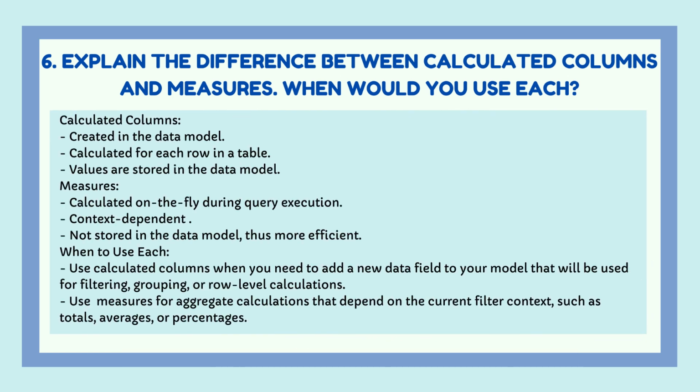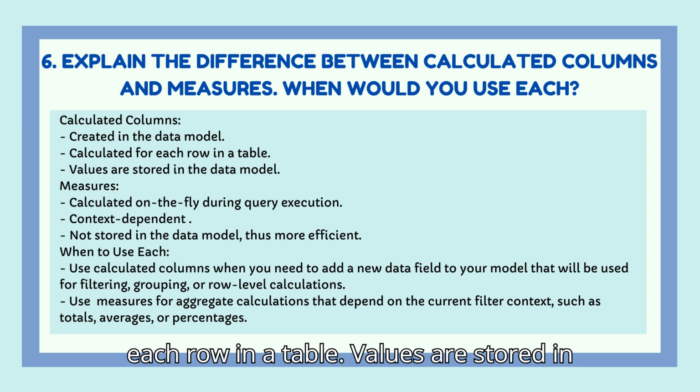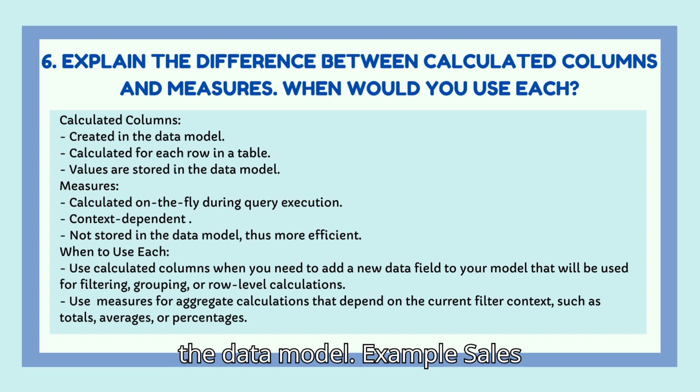Calculated columns. Created in the data model. Calculated for each row in a table. Values are stored in the data model. Example, sales total price equals sales quantity asterisk sales unit price.